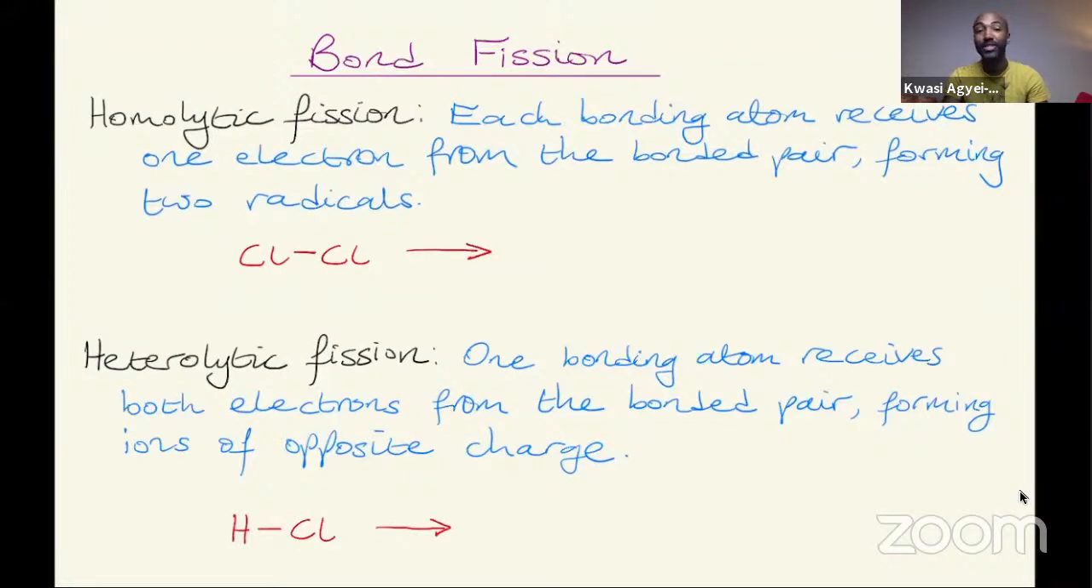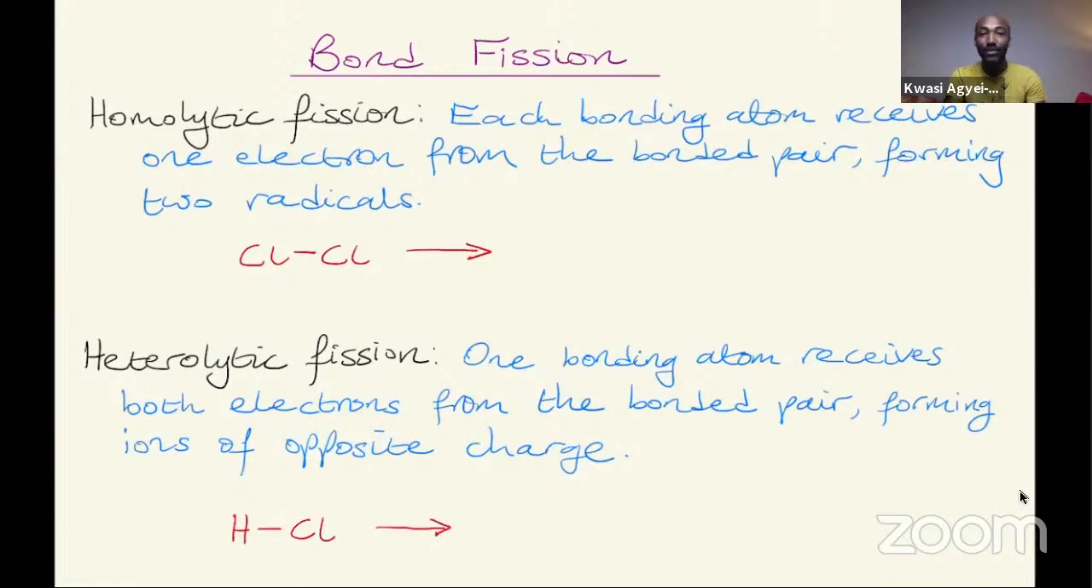The first is homolytic fission, and in homolytic fission you get one electron from the bonded pair going to one atom and the other electron going to the other atom. So the electrons are divided evenly between the two so that you end up forming two radical species. So it says each bonding atom receives one electron from the bonded pair and two radical species are formed. So let's have a look at what these radical species look like.